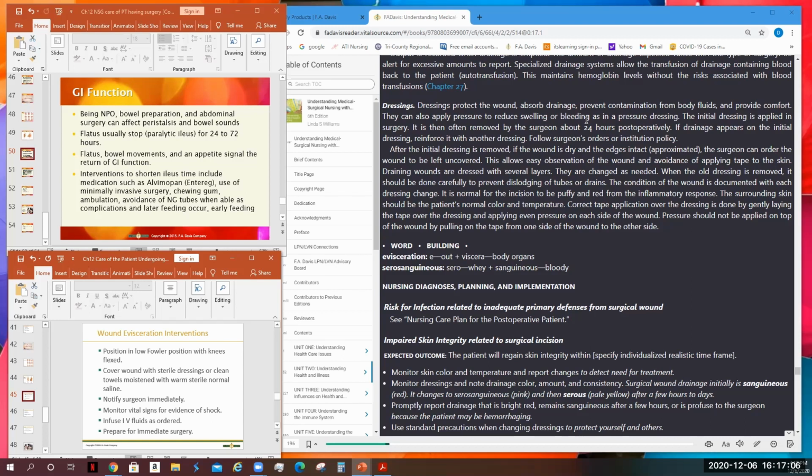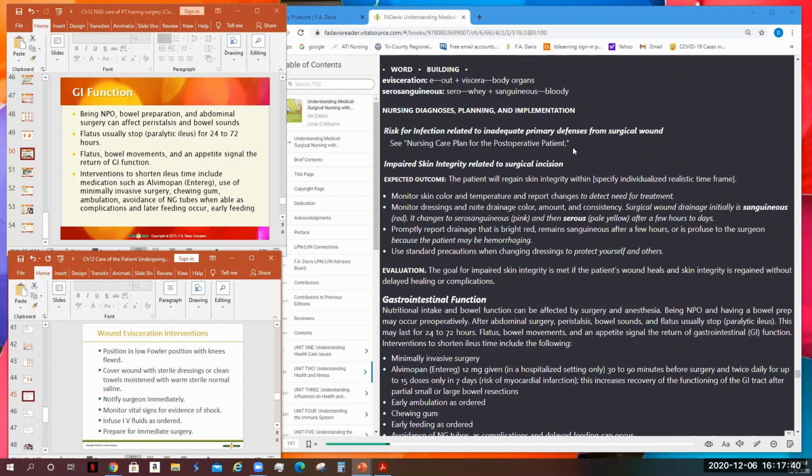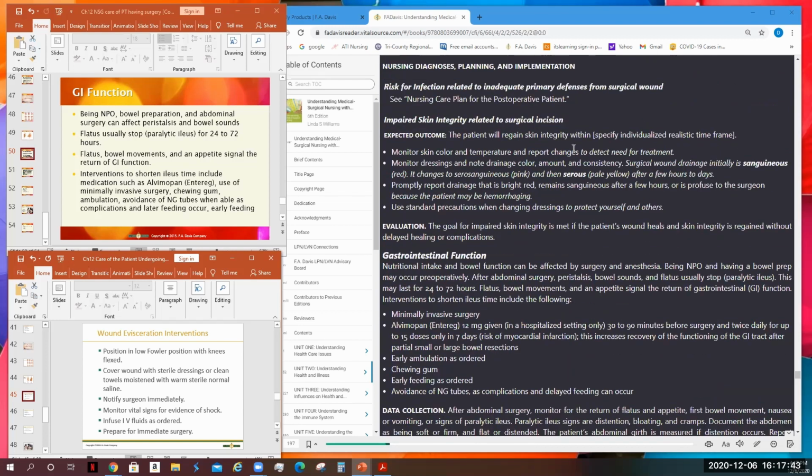It is normal for the incision to be puffy and red from the inflammatory response. The surrounding skin should be the patient's normal color and temperature. Correct tape application over the dressing is done by gently laying the tape over the dressing and applying even pressure on each side of the wound. Pressure should not be applied on top of the wound by pulling the tape from one side of the wound to the other side.